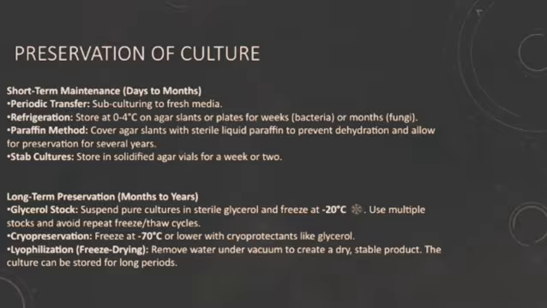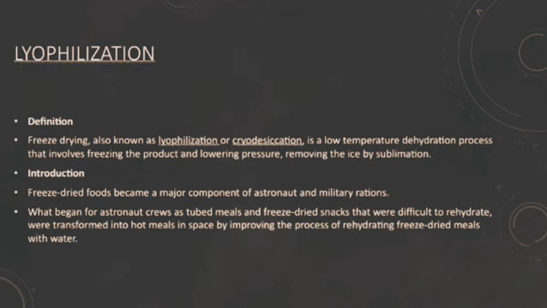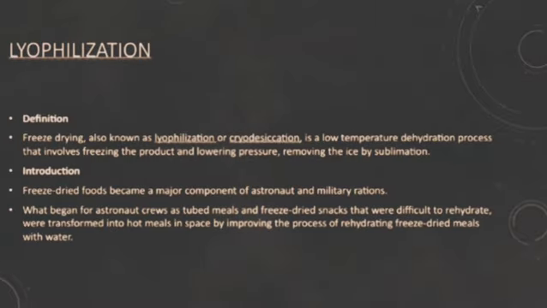Third, lyophilization. This method removes water from the culture under a vacuum to create a dry, stable product that can be stored for long periods. Let's look in detail at lyophilization and deep freezing. Lyophilization, which is also known as cryodesiccation, is a low temperature dehydration process. It works by freezing a product and then lowering the pressure, which allows the ice to turn directly into vapor, which is called sublimation. This process was notably used to create freeze-dried meals for astronauts and military personnel.